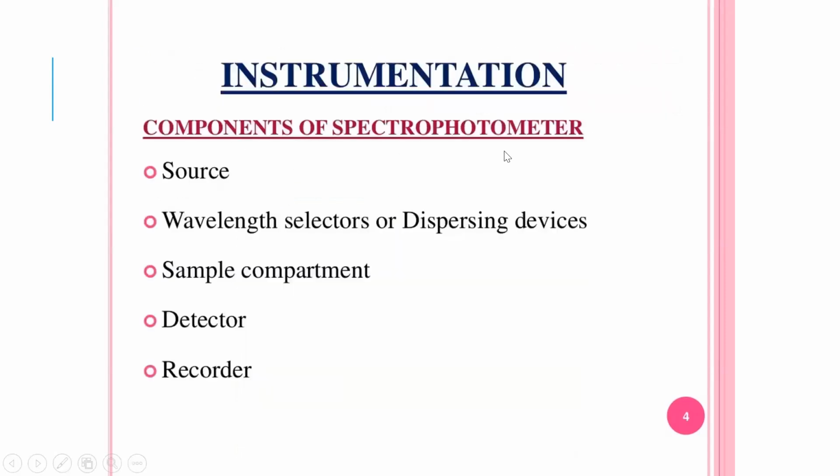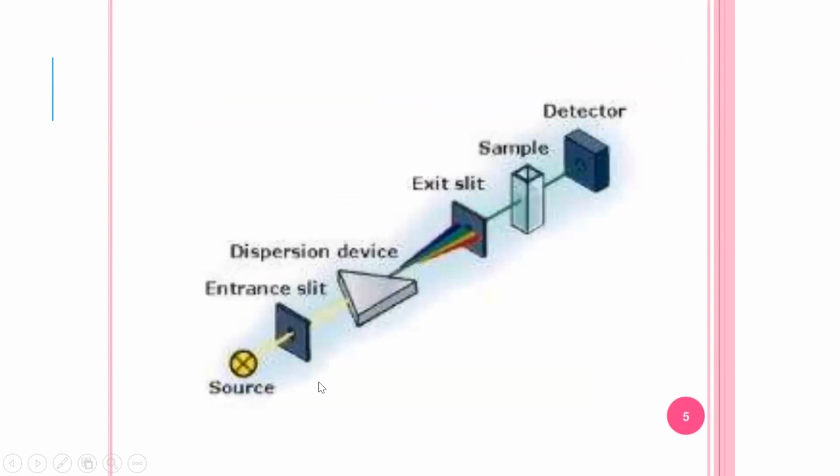Components of the spectrophotometer: source of light, wavelength selector, sample compartment, detector and recorder. So light passes through the monochromator unit. Monochromator contains an entrance slit, exit slit and dispersing element. And then it passes through the sample cell. In the sample cell, the sample solution is taken. The solution absorbs some amount of light and transmits the remaining. The remaining light reaches the detector.